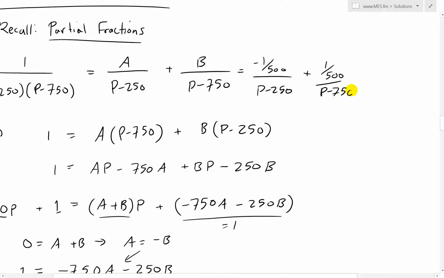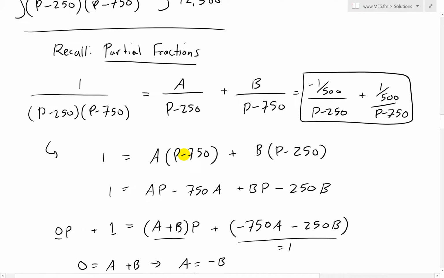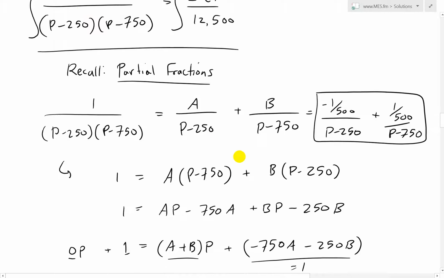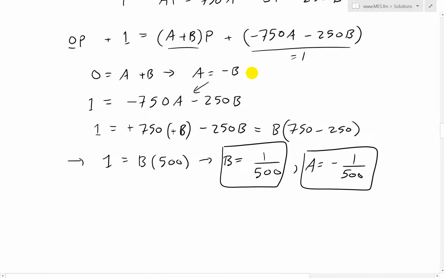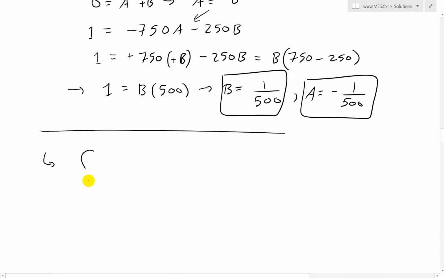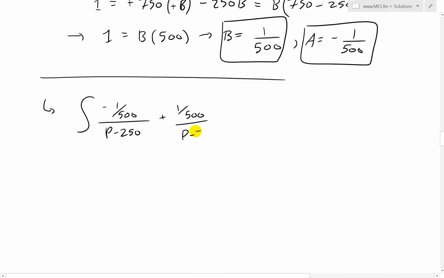So that's what this whole thing equals in the integral, or in other words, the integrand equals that. We could simplify it, and we could easily take the integral of these two partial fractions. So what we get now is the integral of negative 1 over 500, that's the A, over p minus 250, plus 1 over 500 over p minus 750, in brackets, dp, and on the right side, negative 1 over 250, 12,500 dt.